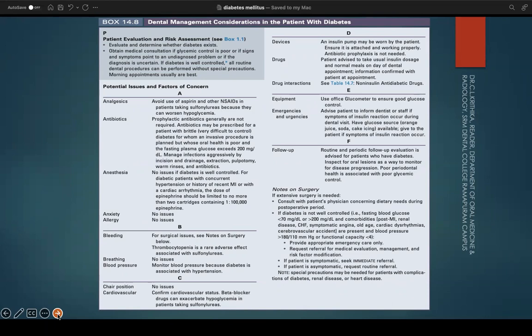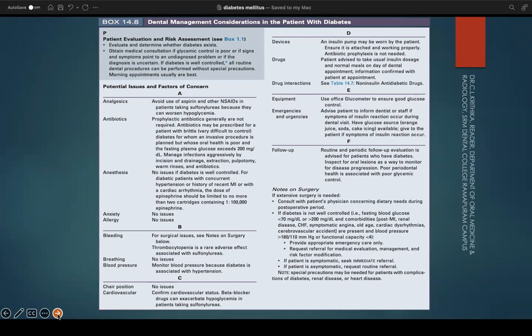Antibiotic prophylaxis is generally not required in controlled diabetes, but when it is uncontrolled and when we need to manage infections, aggressive treatment with antibiotics followed by incision and drainage if necessary, and also other treatment procedures like extractions, pulpotomy, warm rinses, and other emergency care has to be taken into account.